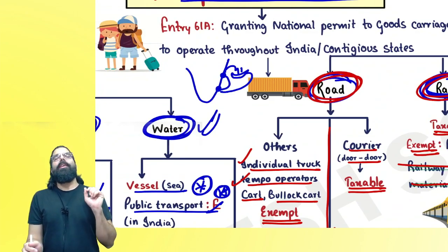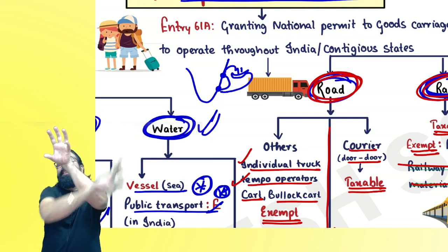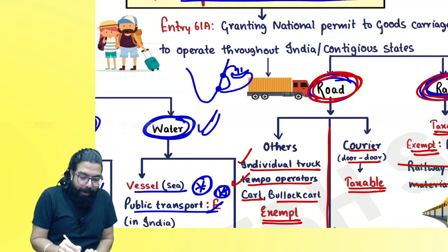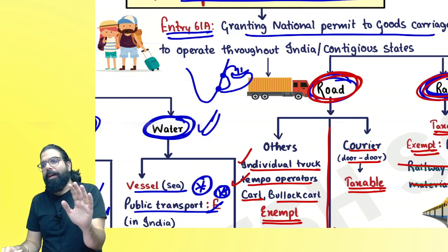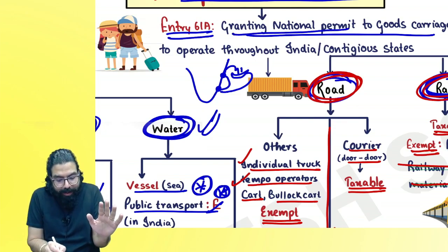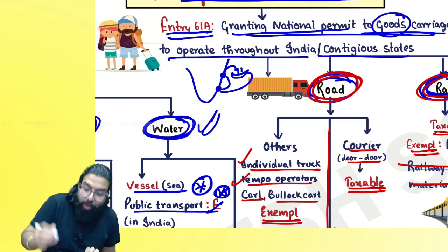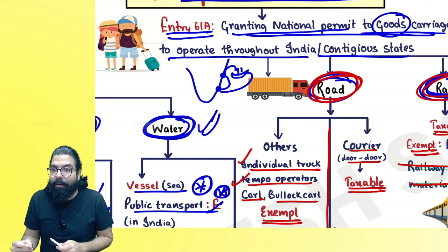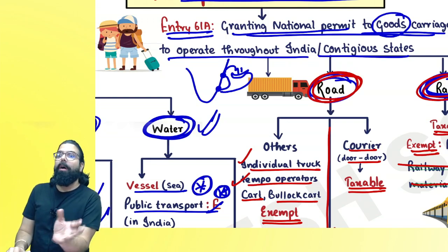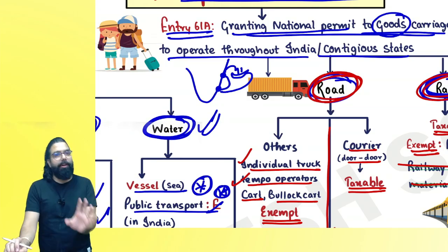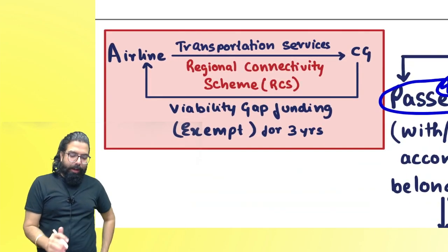Everyone over here. You know, these goods carriages are given a national permit, or permit to operate in the contiguous state, the neighboring state. When that permit is given by the government to goods carriers, there will be no GST on that amount. Remember, when national permits are granted to goods carriage to operate throughout India or contiguous state, it will be exempt. The word used is goods carriage. Passenger carriage vehicle, GST is there. People will tell you permit given. You will be like, oh, permit given to goods carriage, then the GST is not there. Sir, passenger, it is there. Are we clear, everyone?